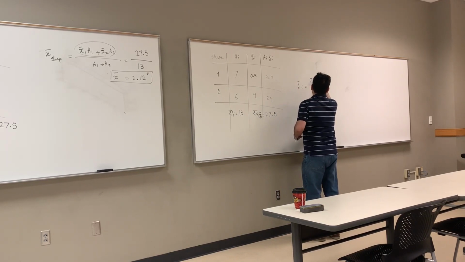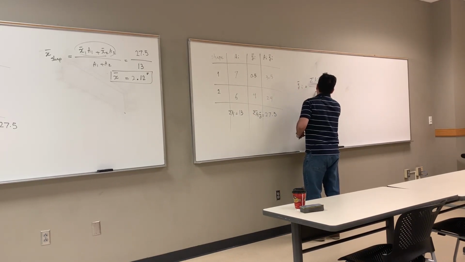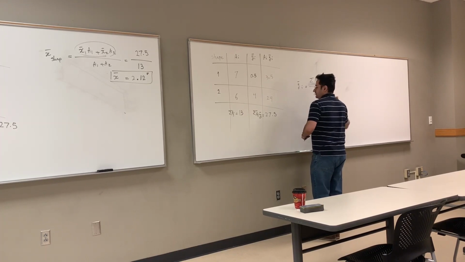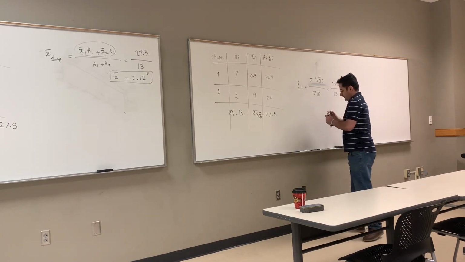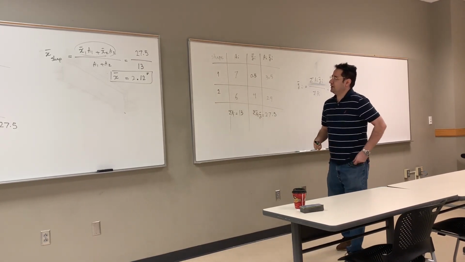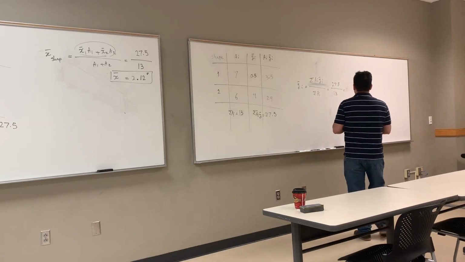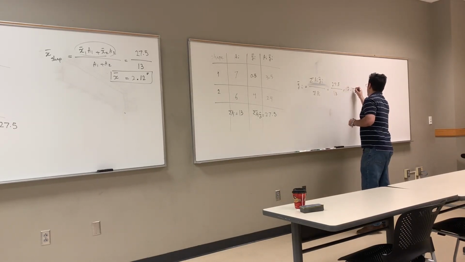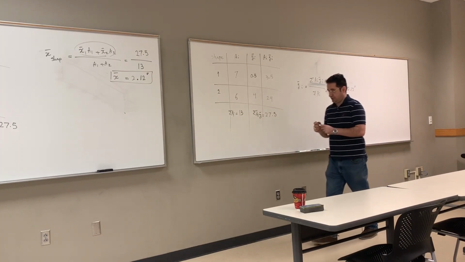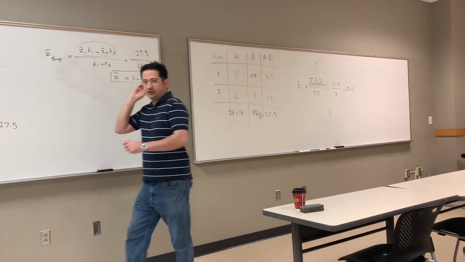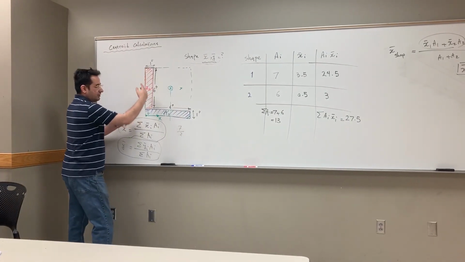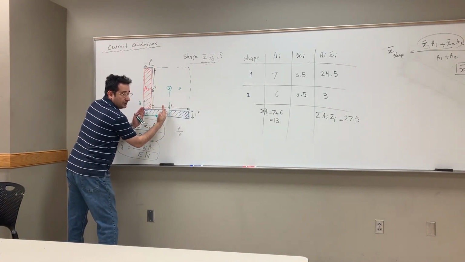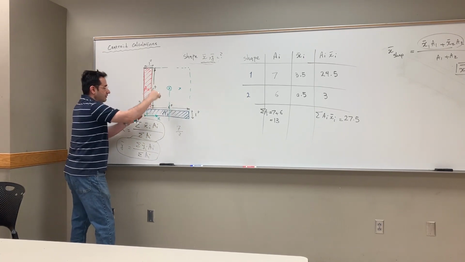So y bar is equal to sum Ai y bar i divided by sum Ai, which is equal to 27.5 divided by 13. It's equal to 2.12 inch, which is the same. Well, this is a result that you knew from the beginning because this is symmetric. So if you take the x bar, just flip it the other way, you get y bar.